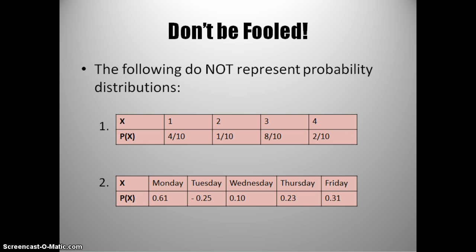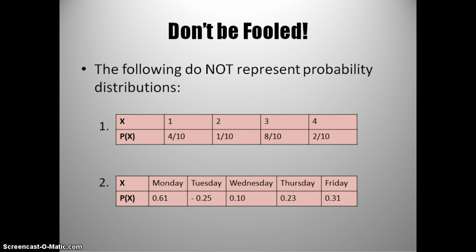And this is easily seen here. You have fractions, all of the denominators are 10, but if you add the numerators, 4 plus 1 plus 8 plus 2, that's going to give you 15 out of 10, which is larger than 1. So this would not be a probability distribution.